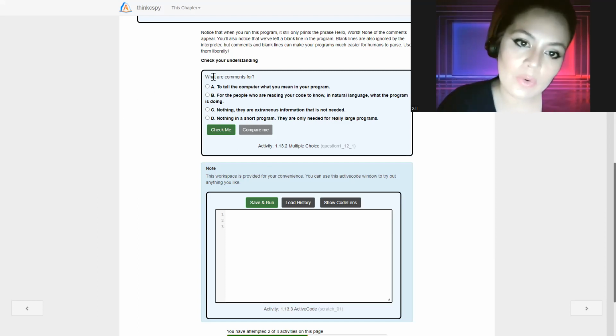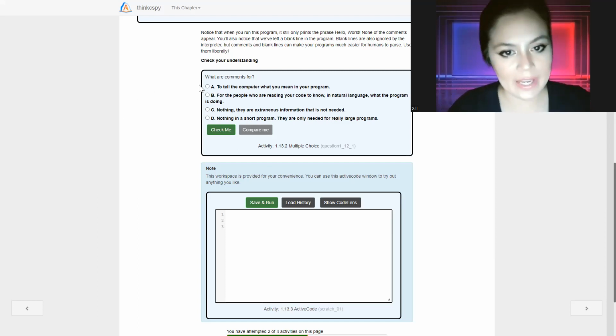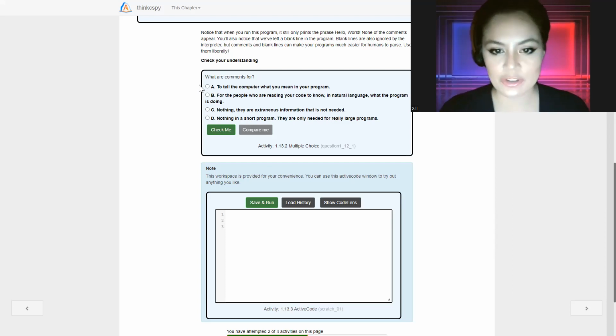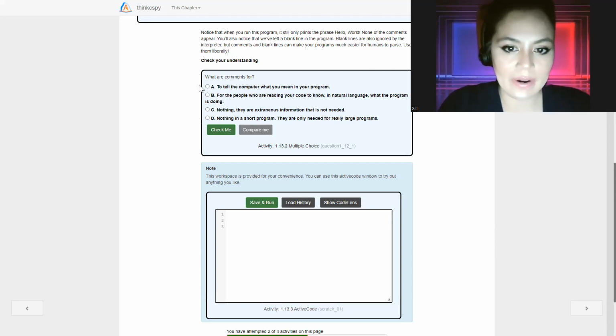So here we go. What are comments for? A, to tell the computer what you mean in your program. B, for the people who are reading your code to know in natural language what the program is doing. C, nothing, they're extraneous information that is not needed. D, nothing in a short program, they are only needed for really large programs.